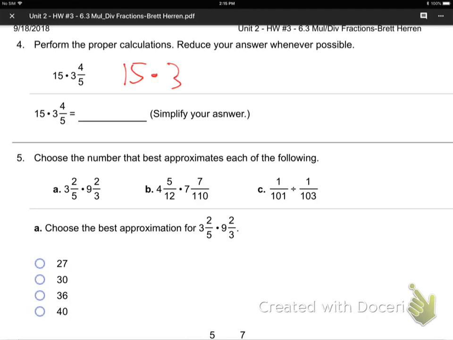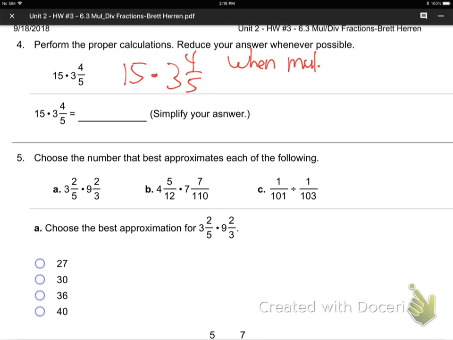15 times 3 4/5. So what should we do? We're multiplying a whole number times a mixed number. So what should we do about that? Any ideas? Yeah, I think that'd probably be a good idea. Just change that mixed number. Yeah, so let me just try it.